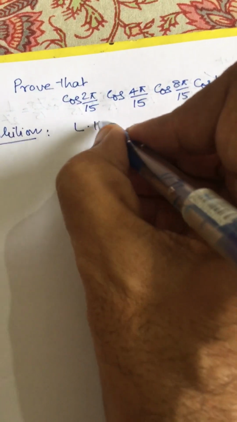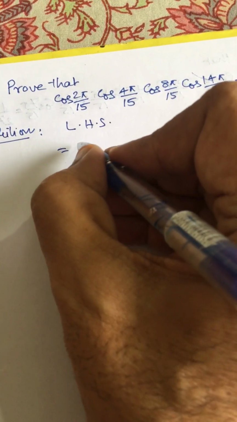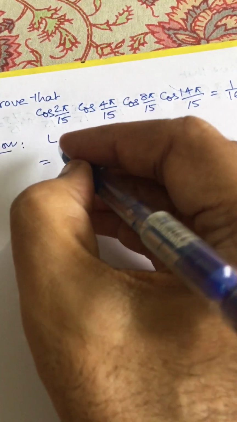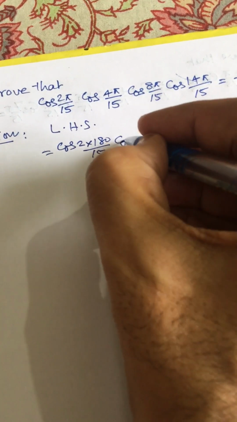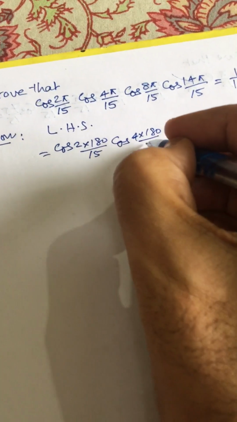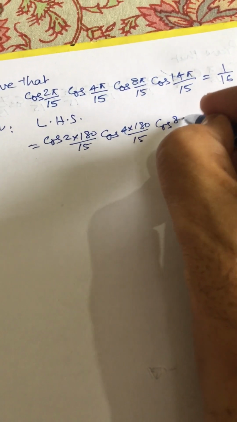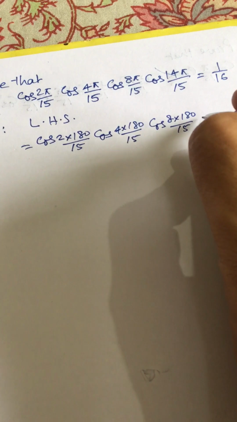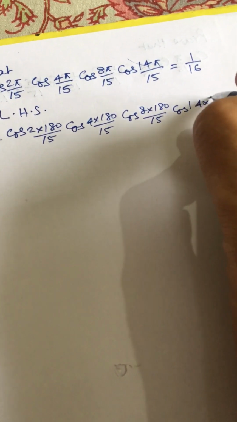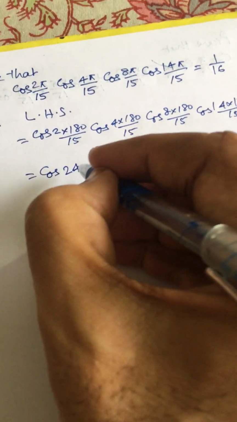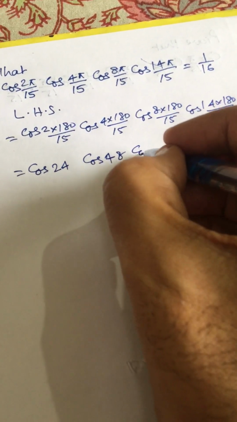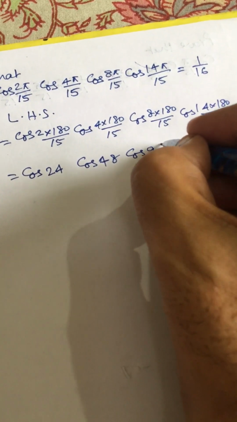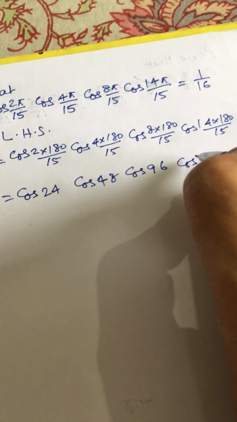We have LHS equal to, now we will convert it into degrees. This we can write as cos 2 × 180/15, cos 4 × 180/15, cos 8 × 180/15, and cos 14 × 180/15. This we can write as cos 24, cos 48, cos 96 and cos 168.